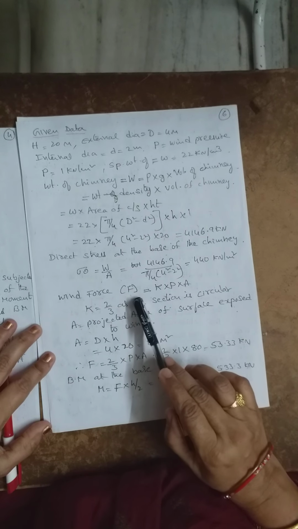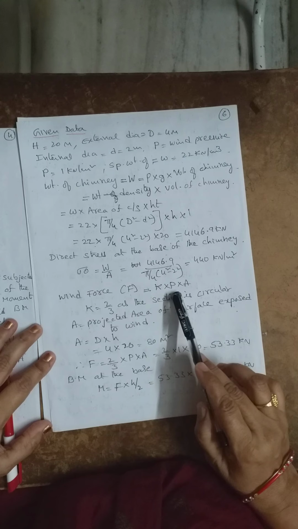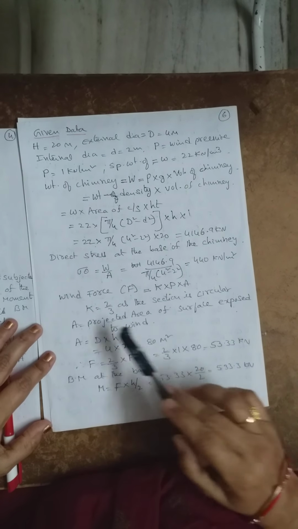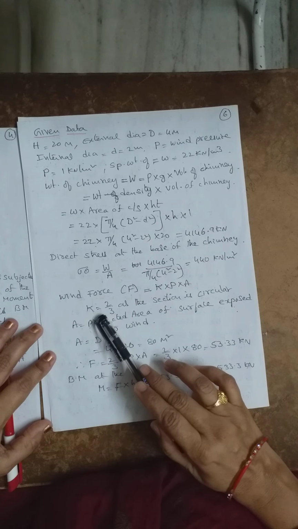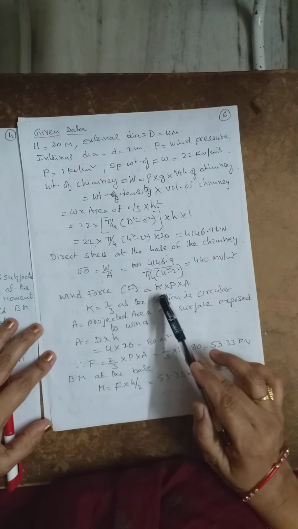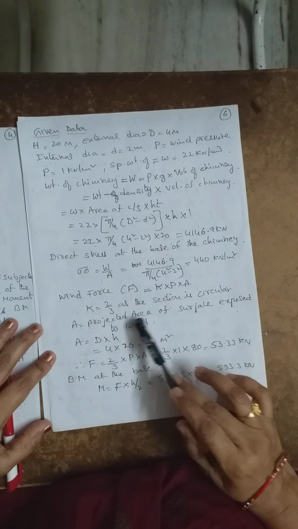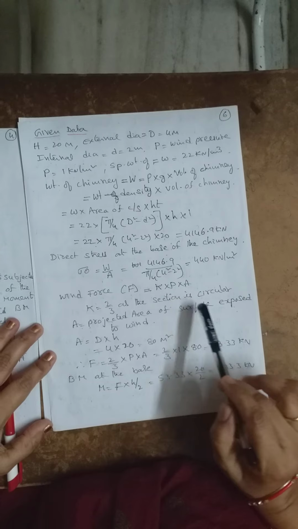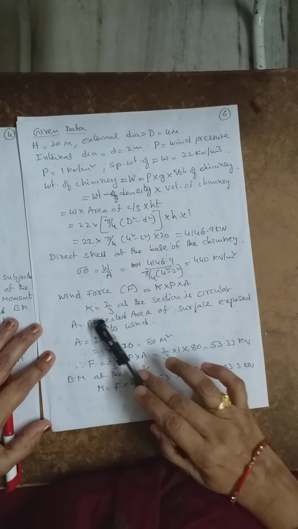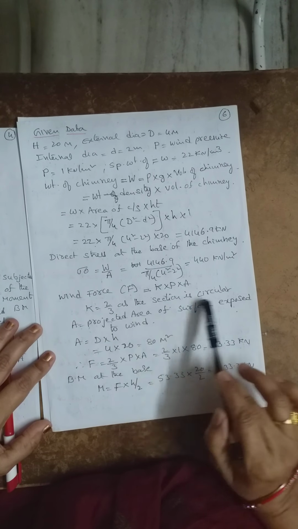So wind force F is equal to, we know the formula, F is equal to K into P into A, where K is the coefficient of the wind force. As we already know, this coefficient depends on the shape of the exposed face of the chimney. So here it is circular. So K is equal to 2 by 3 for the circular one, as the section is circular.